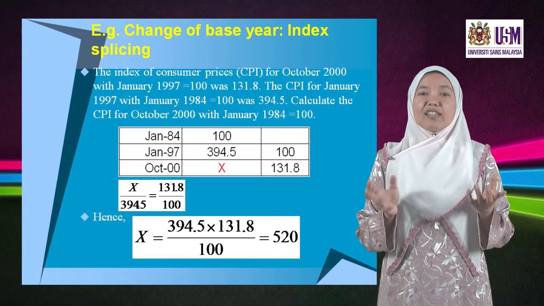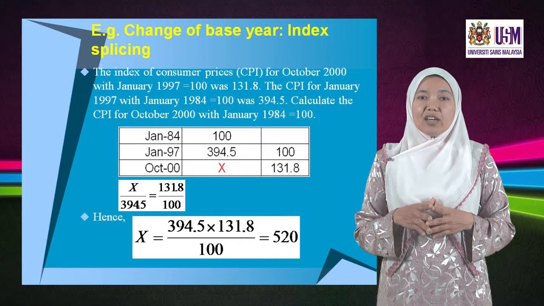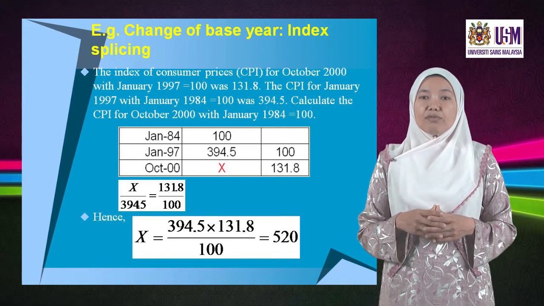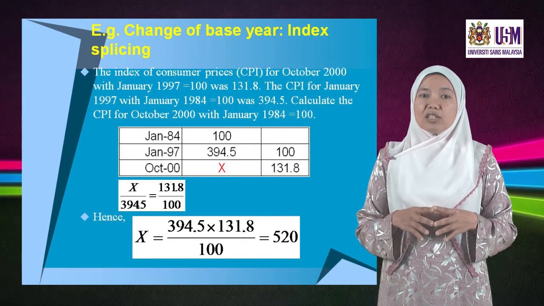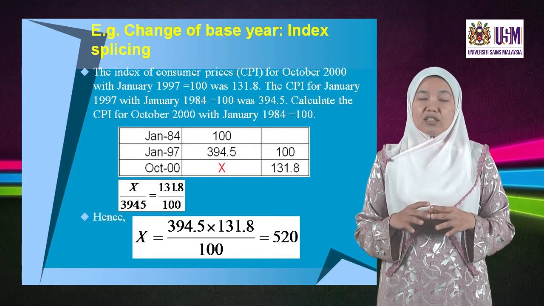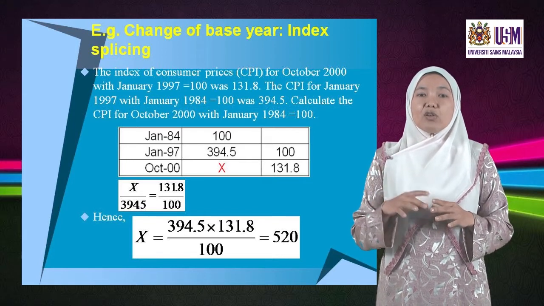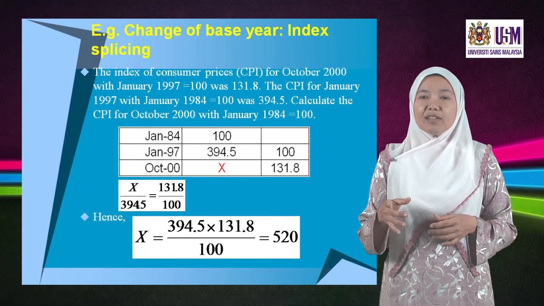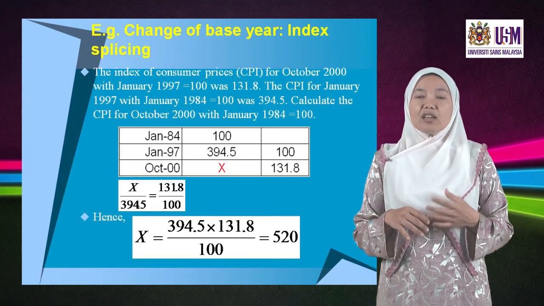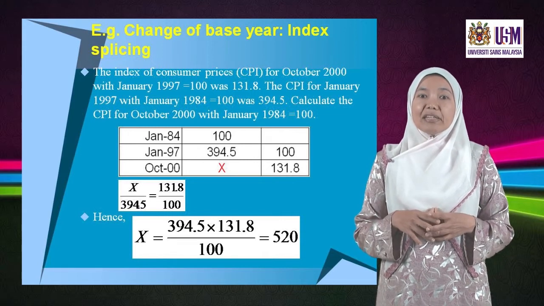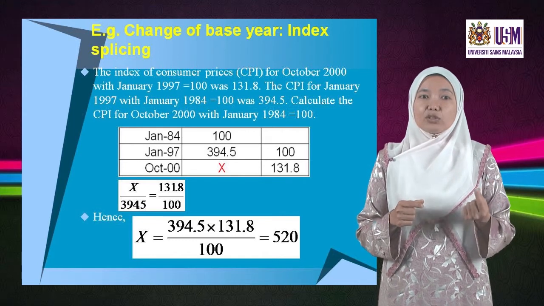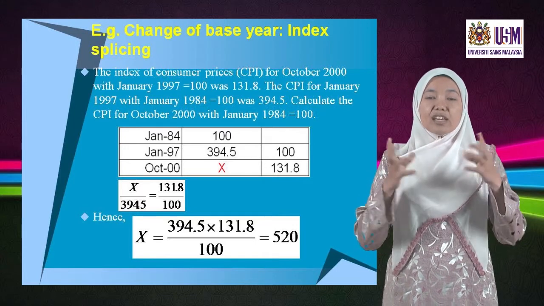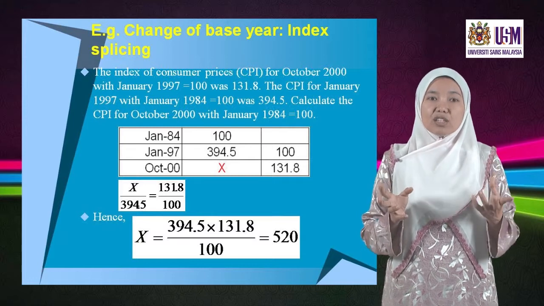So you're given the information that the index for the consumer prices, or CPI, United Kingdom, this is what they call the retail price index, the RPI, but we use the consumer price index in Malaysia. So the CPI for October 2000, given that January 1997 is the base year, 100, so October 2000, the CPI is 131.8. But the CPI for January 1997, with January 1984 as the base year of 100, was 394.5. So in this case, you are being asked to calculate the CPI for October 2000 with January 1984 equals to 100. So that is the information given to you in the paragraph, as well as what the question is asking you to do.